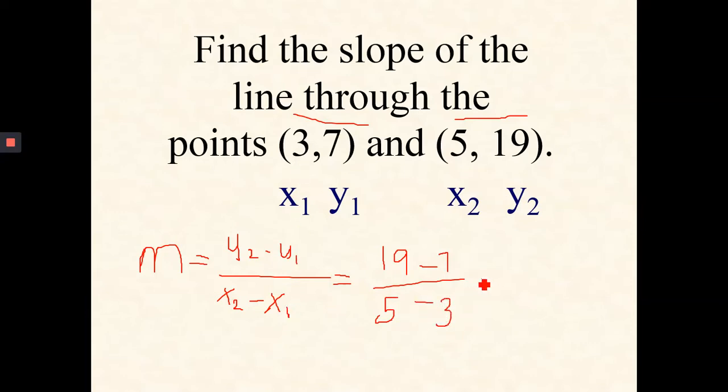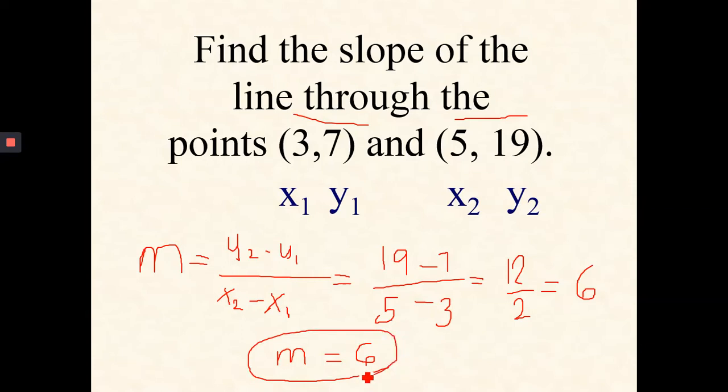And then perform the operation. 19 minus 7, that is equal to 12, over 5 minus 3, that is 2. So 12 divided by 2, that is equal to 6. Therefore, the slope of the line is equal to positive 6. Okay? Can you follow?